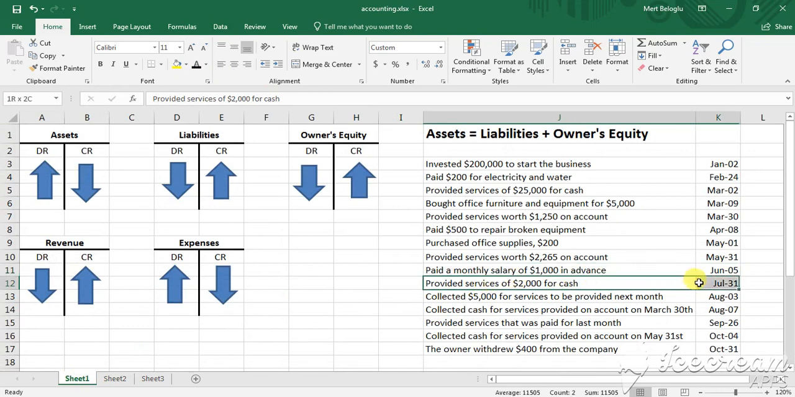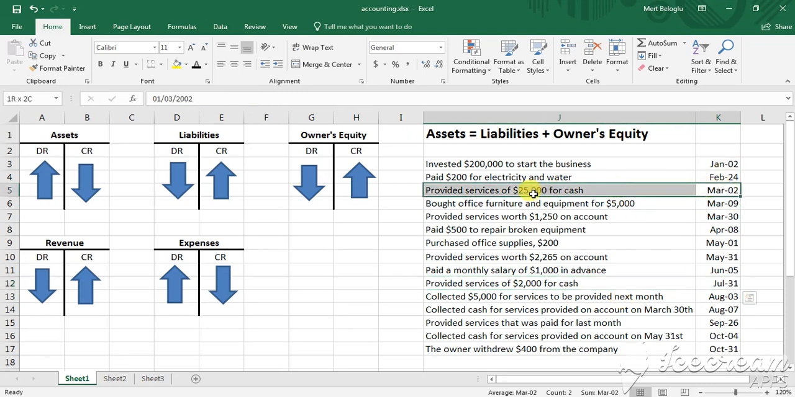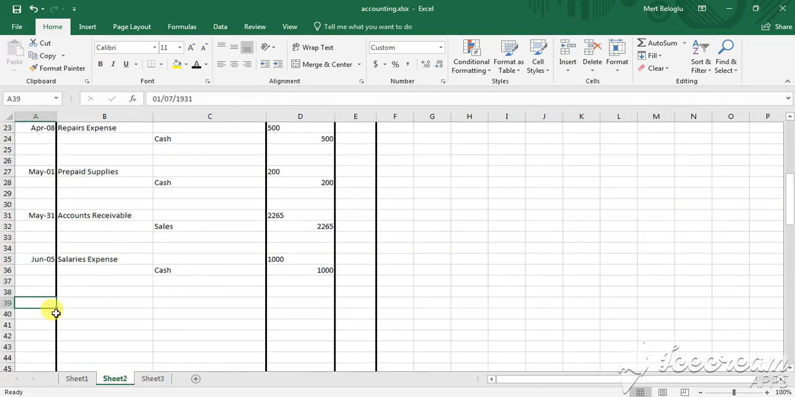Next transaction is July 31st. We are providing services for $2,000 for cash, and this is similar to the transaction that we saw on March 2nd. So going back to our journal, we put the date, debit to cash, and credit to sales by $2,000.